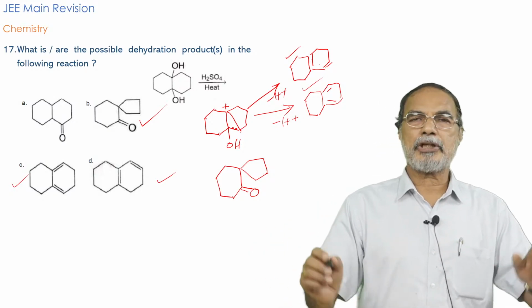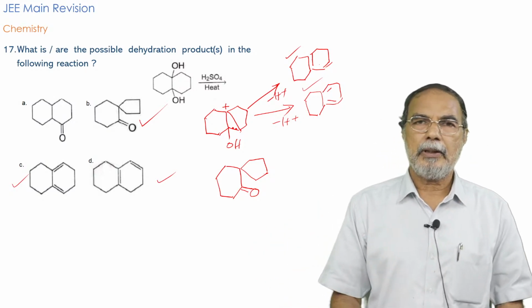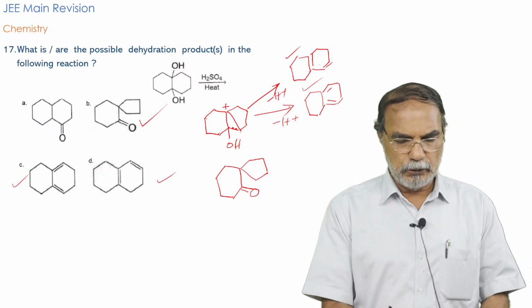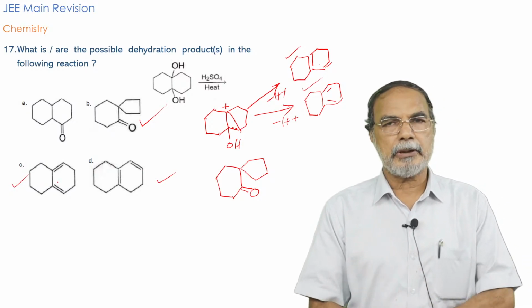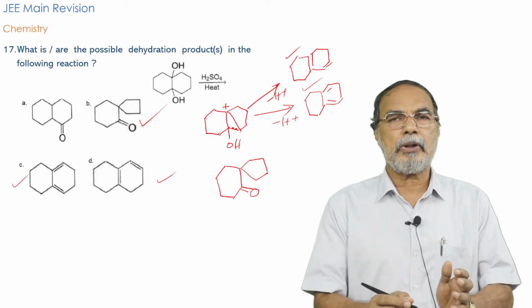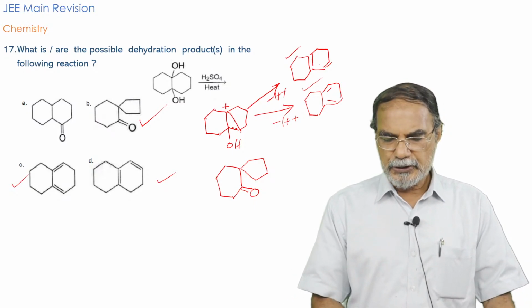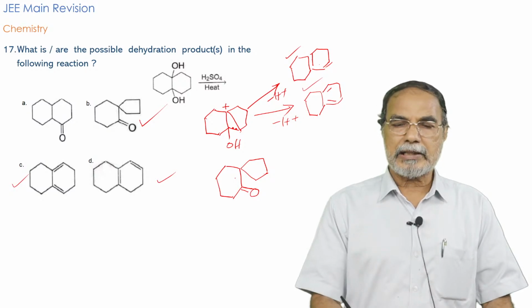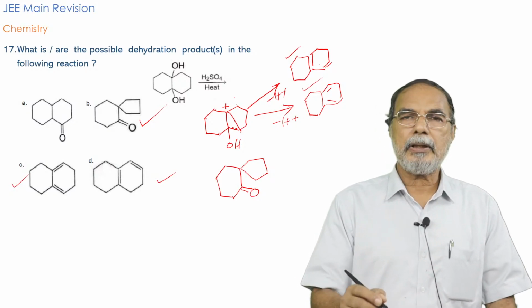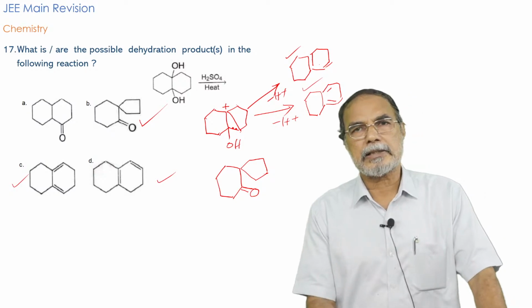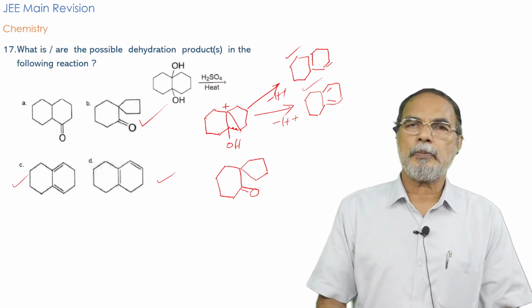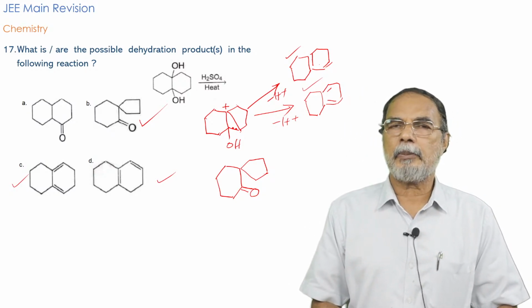We don't know the percentage. It may be only 5%, it may be only 10%, and these two compounds may be 40% and 40%. So C and D are formed in larger proportions and B is formed in smaller proportion. Such a possibility also exists. A ring contraction is also possible in certain cases when we discuss carbocation rearrangement.